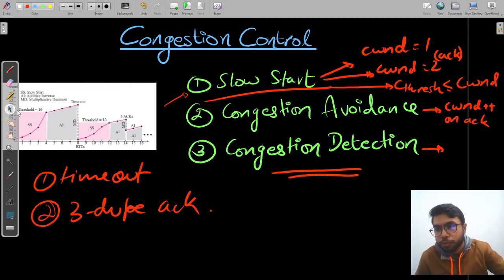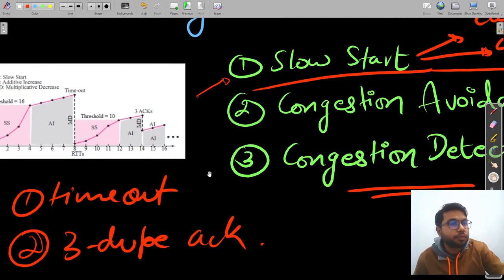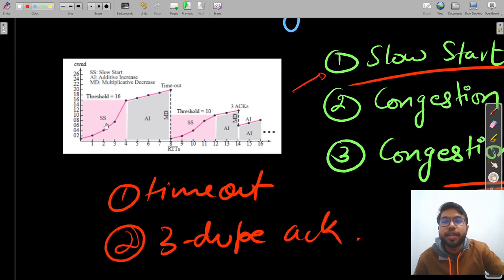So let me show you. Let's use our graph now because we have enough information now. So we start in a slow start phase. We said that our window is initially 1, but you exponentiate it every time, right? So 2 raised to power 1 becomes 2, 2 raised to power 2 becomes 4, 2 raised to power 3 becomes 8, 2 raised to power 4 becomes 16. Now I have reached my threshold.